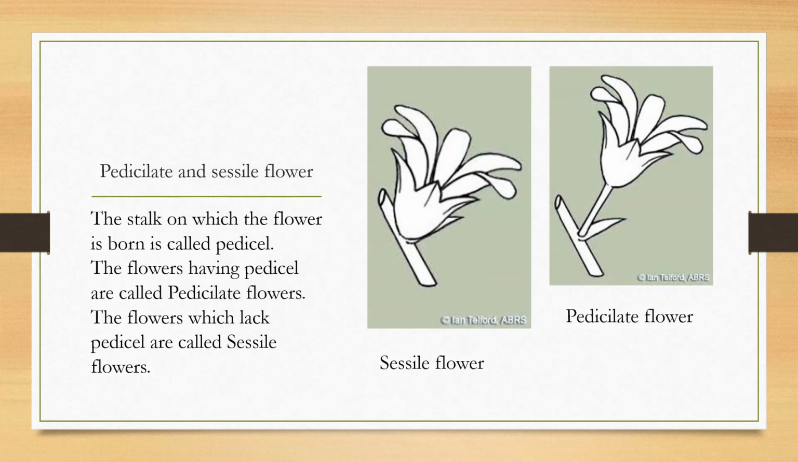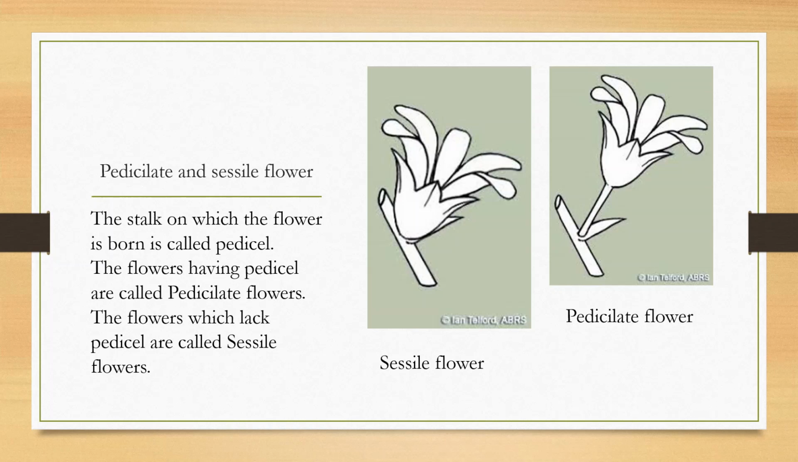Depending on the presence or absence of a stalk, the flower can be categorized into pedicellate flower and sessile flower. The stalk on which the flower is borne is called the pedicel. The flowers having a pedicel are called pedicellate flowers, and the flowers which lack a pedicel are called sessile flowers.